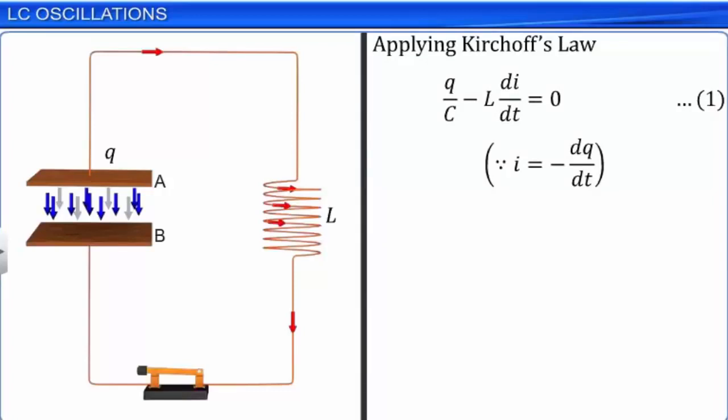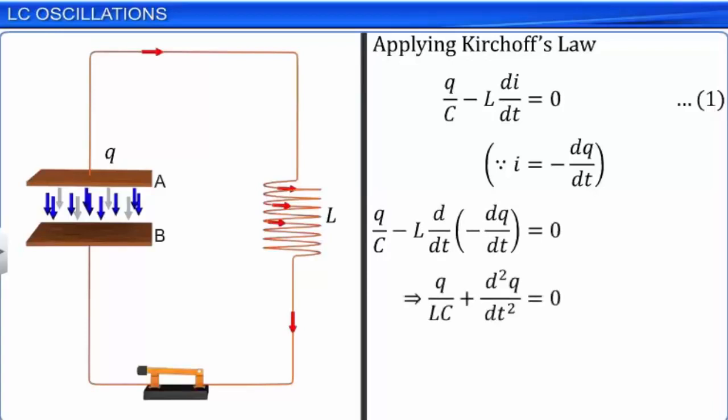Equation 1 now becomes Q by C minus L d by dt of minus dQ by dt is equal to 0. This can be written as d square Q by dt square plus Q by LC is equal to 0. Let this be equation 2.